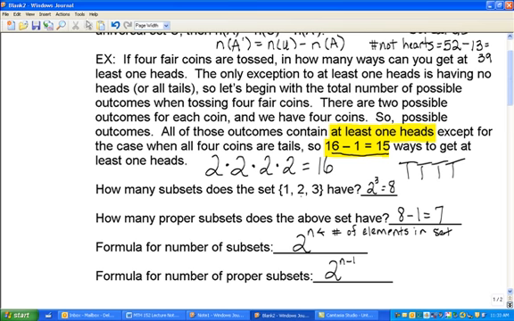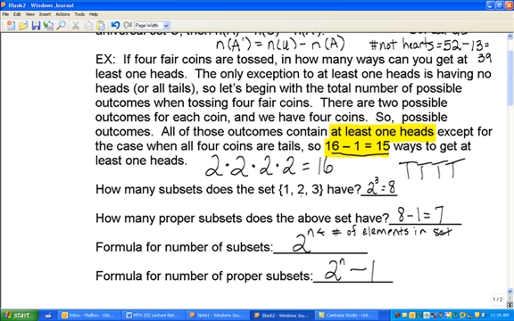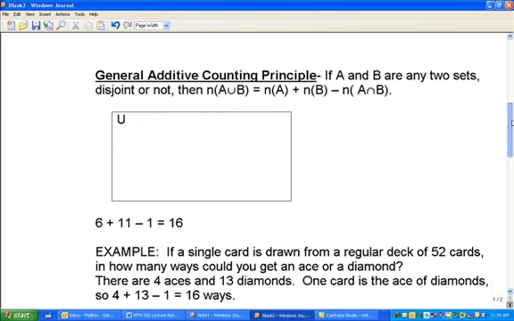And then the number of proper subsets. Whoops, I don't want to put it like that. Let me get my eraser. I want to be careful not to do what I just did. Okay, we want to subtract the 1 from the 2 to the n. And if you want to review this, this is back in chapter 2 under the section on subsets. So you can see we've carried over some material from that.